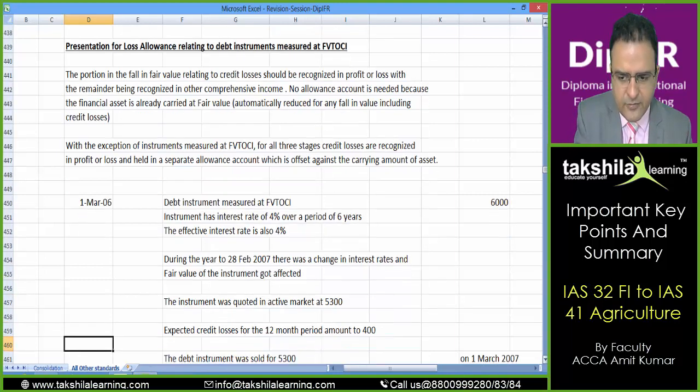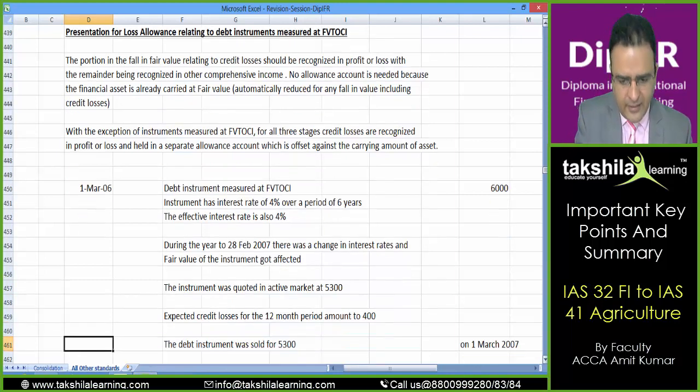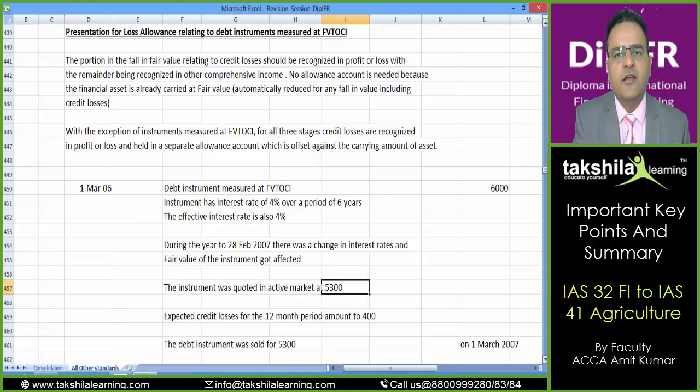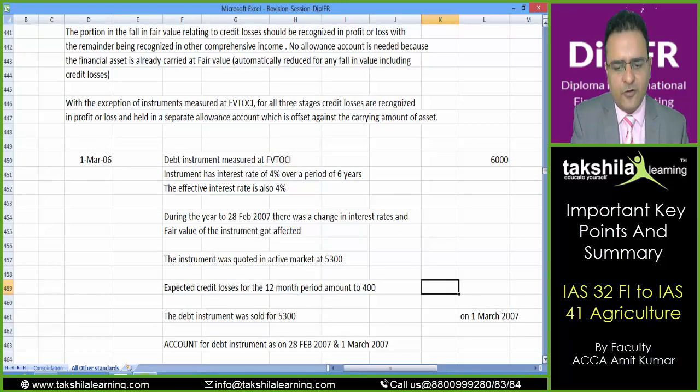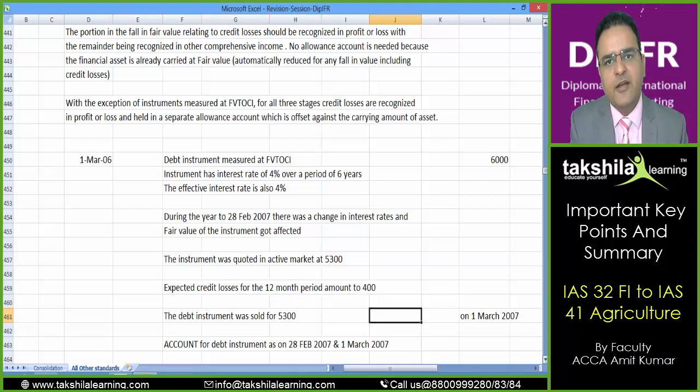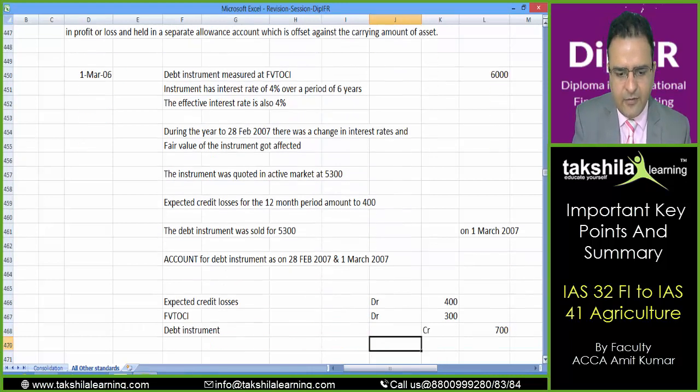Here is a debt instrument which is measured at 6,000 initially, and later on at the end of the year, the instrument was quoted to have a market value of 5,300. That means there is a fall of 700. We need to see how much of this fall relates to credit losses and how much of this fall is the change in market value. So we got to know that the expected credit loss for this is 400. That means 400 will be charged directly to P&L and the remaining balance will be shown as part of OCI. Total fall is 700. Out of 700, 400 is forming part of P&L and 300 will be forming part of fair value through OCI.